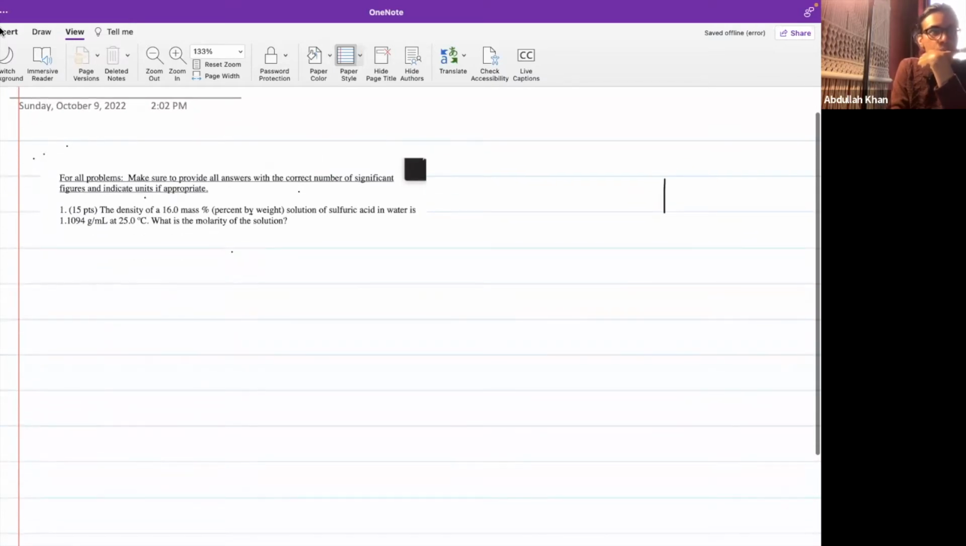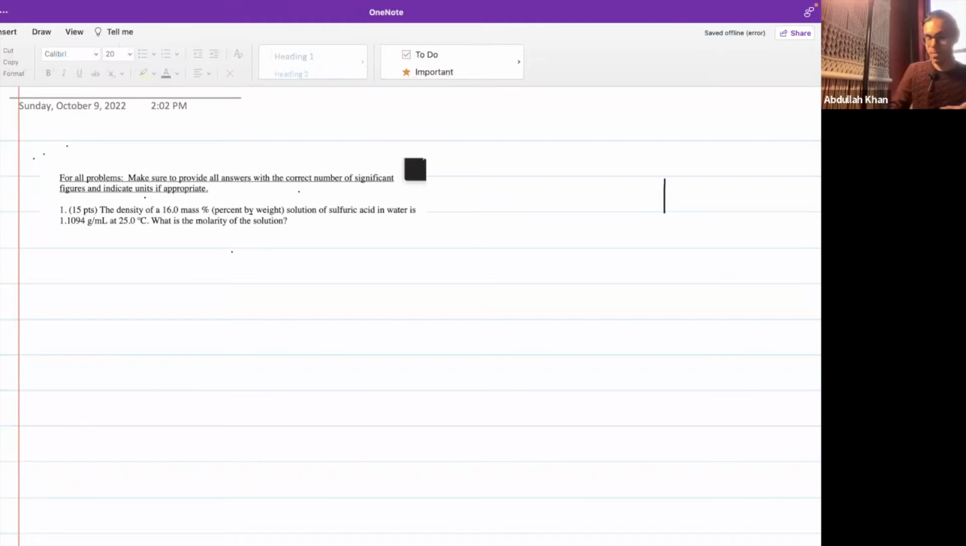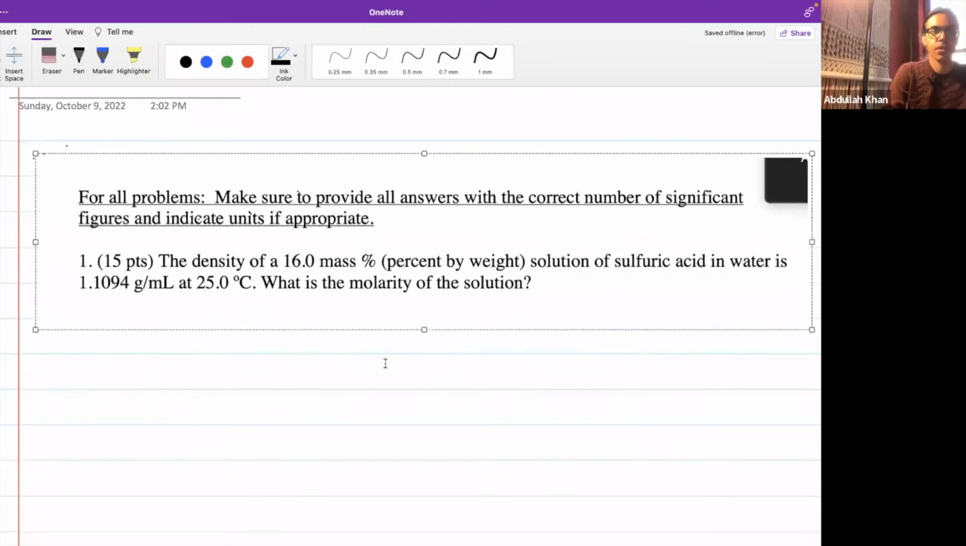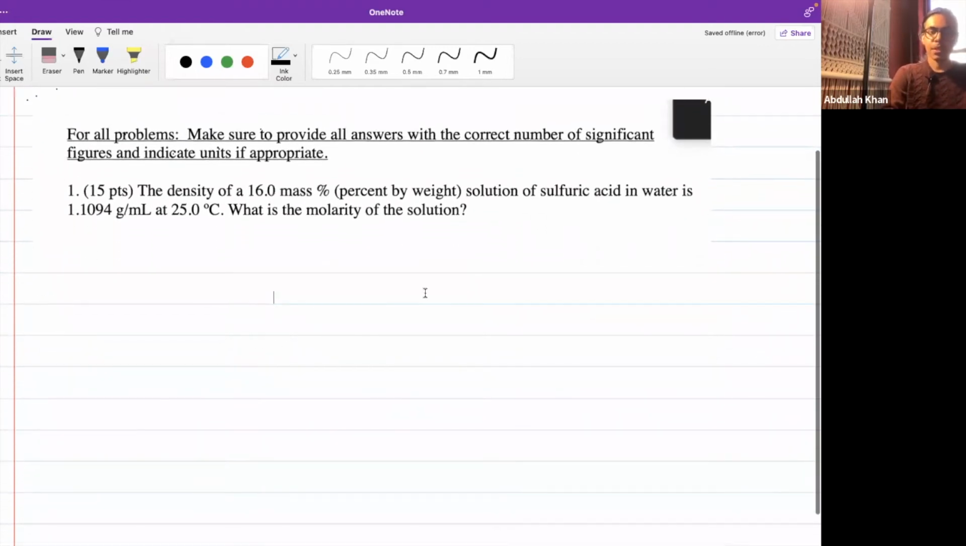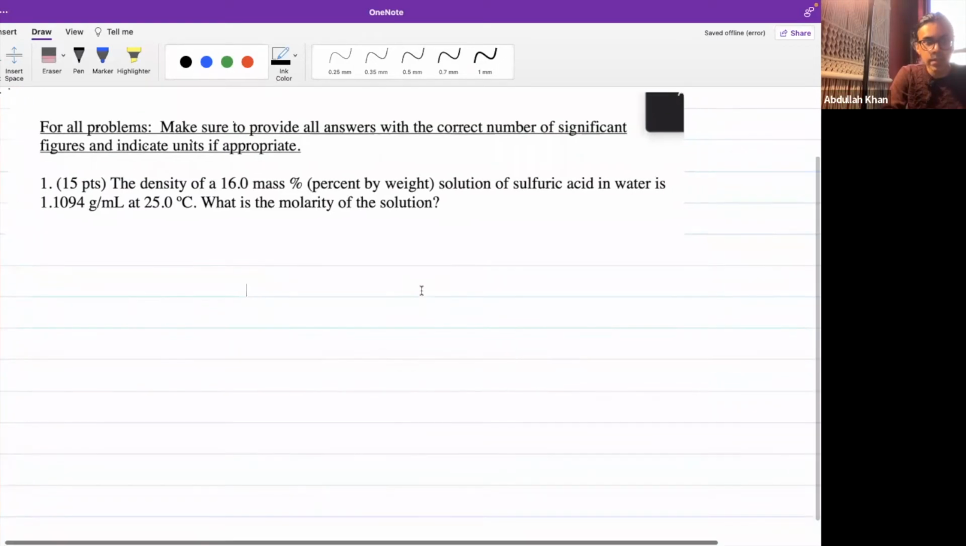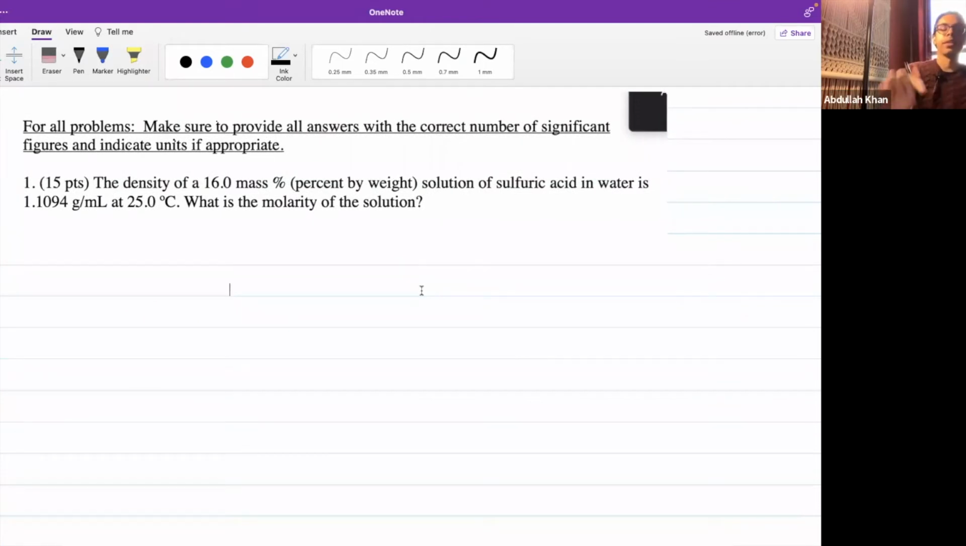All right, here's our problem. Make it a little bigger. The density of a 16 mass percent solution of sulfuric acid in water is given at 25 degrees Celsius. What is the molarity of the solution? Well, this one's easy. I'm just going to write down what molarity is. It's moles divided by volume.